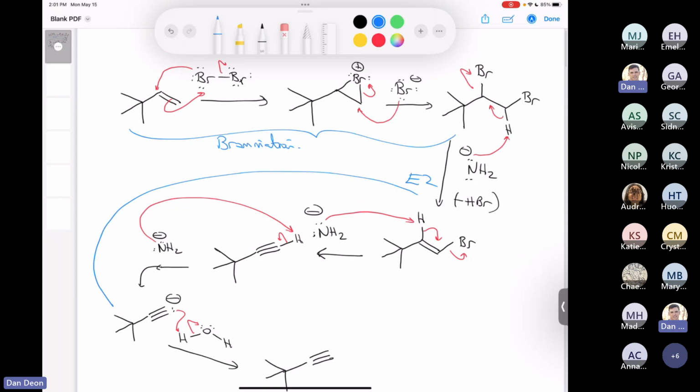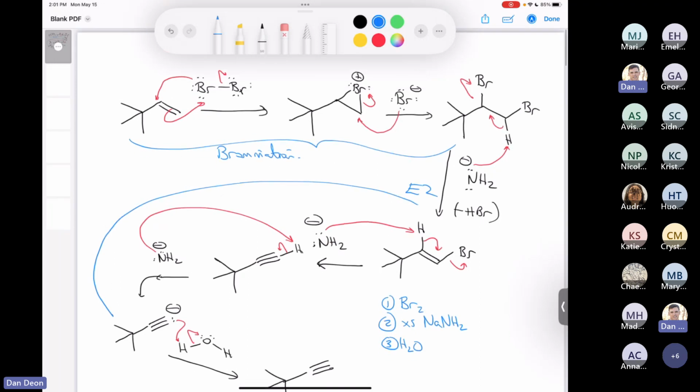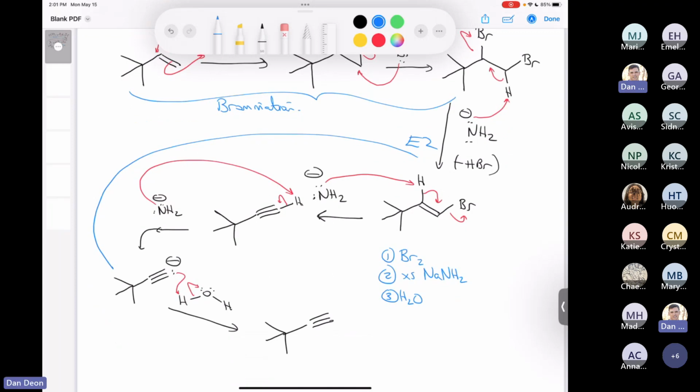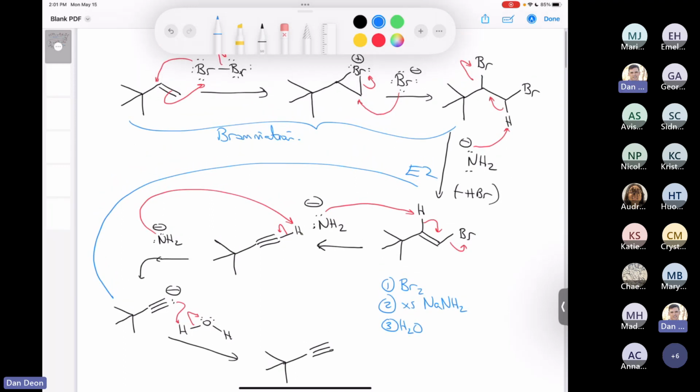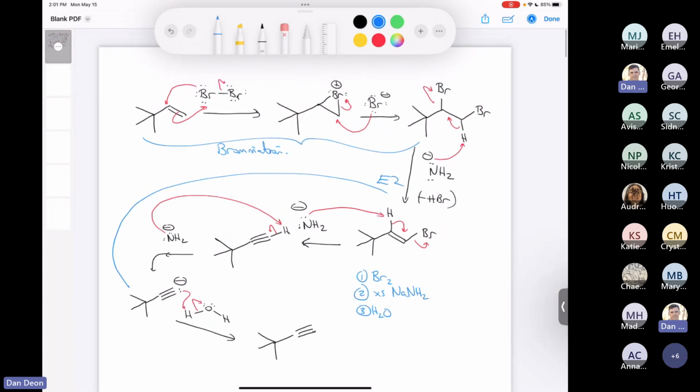So again, first step is bromine. Second step is excess sodium amide. And the third step is water. And so you should be able to draw the mechanism of E2, the mechanism of alkylation, and that kind of thing moving forward. Any questions about that mechanism? It's covered there. Trying to squeeze it all on one page, kind of tough to do.